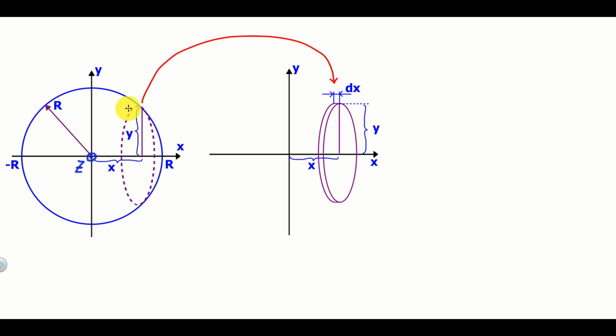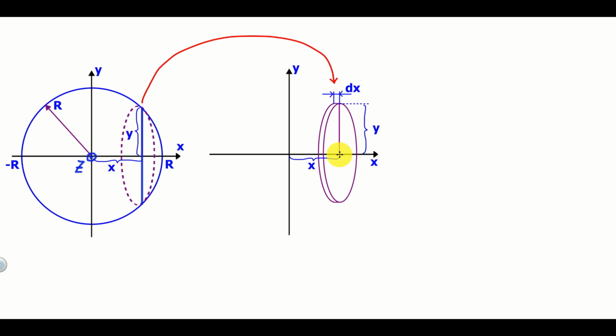Next, if we slice the sphere by a plane that's parallel to the yz plane, and if we slice it over here, in this plane, this slice will look like a line. That is, the projection will be like this. However, in reality, this slice is a disk, and this disk is represented by this dashed ellipse over here. Let us assume that this slice actually has the width of dx.